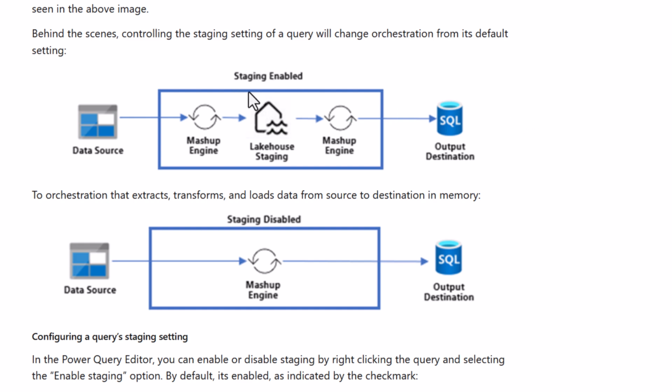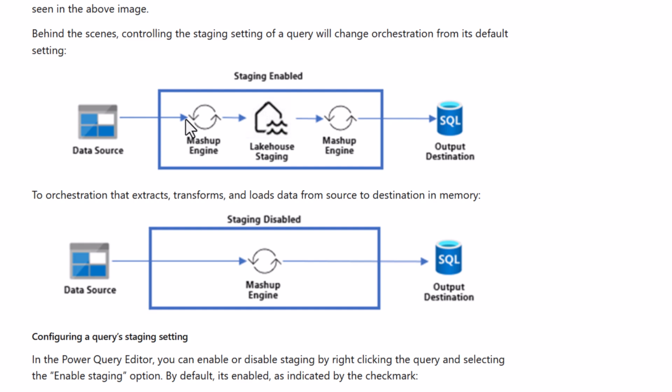So at the top here, when staging is enabled, what it's going to do is read in the data from the data source, and then immediately write that data into a lakehouse staging table. Then it's going to use that lakehouse to perform the transformation, right? So leveraging the Spark engine rather than the mashup engine to do your transformation. Then it's going to read the data back into the mashup engine and write it into the destination, wherever that might be. So a few things to bear in mind here.